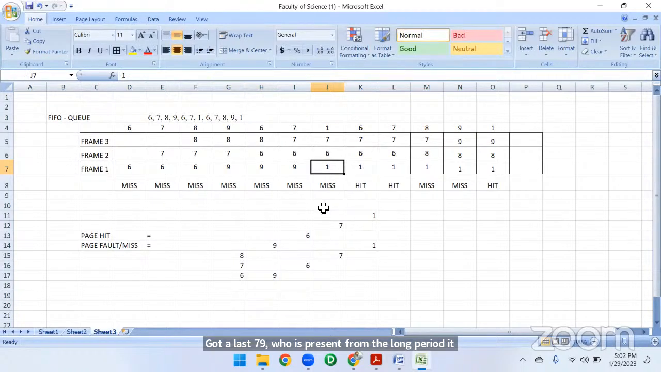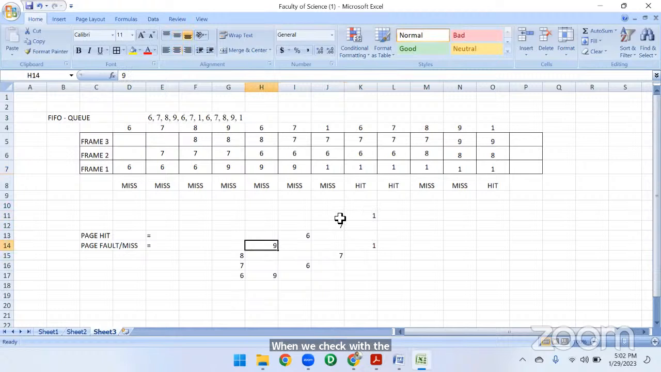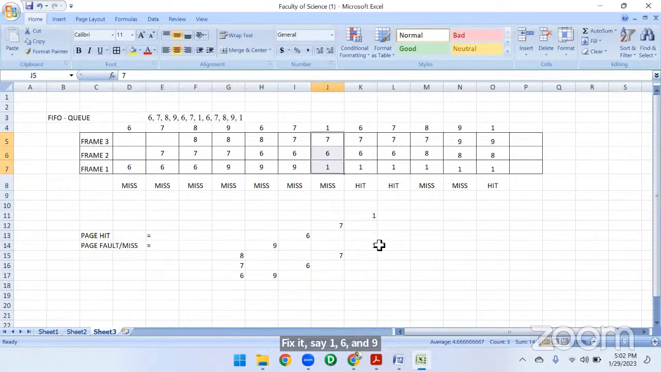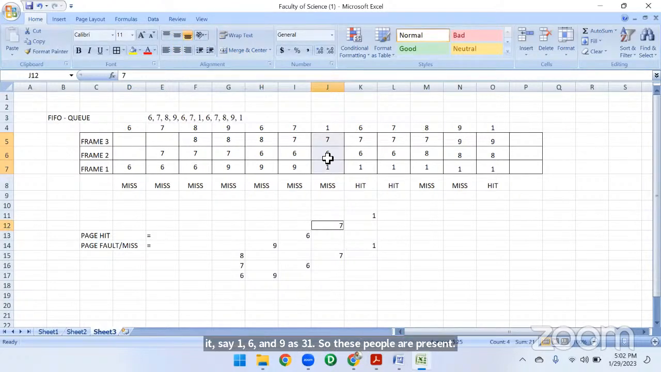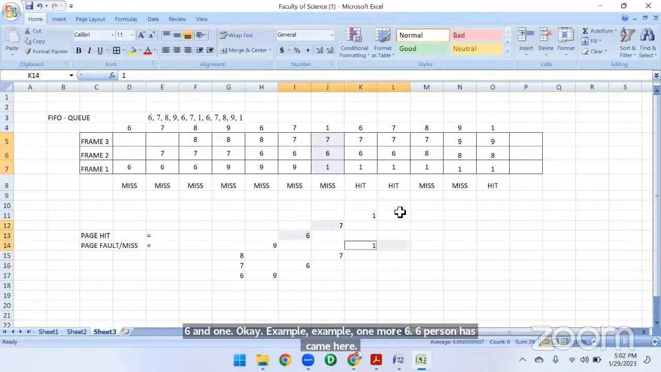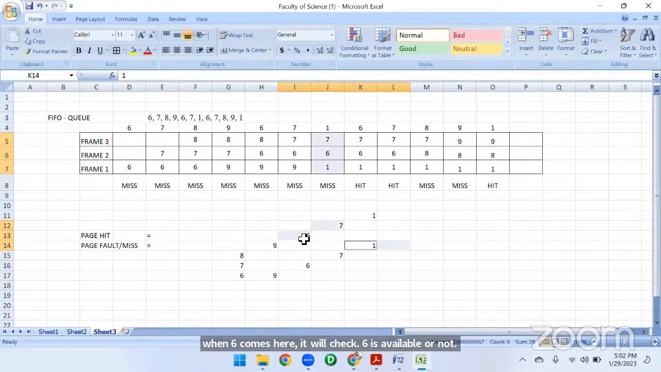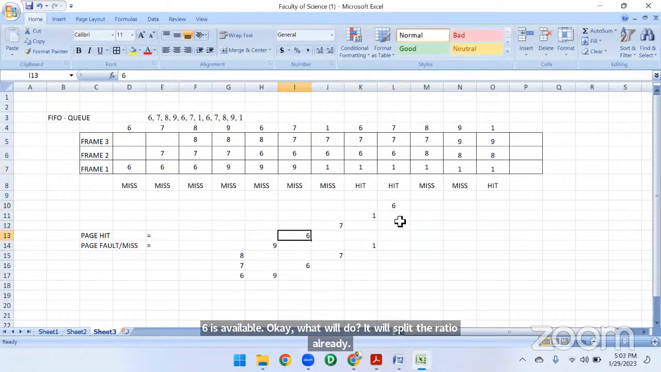When we check with the first in first out concept also, 9 has been replaced with 1, but now present in the memory, who is present in the memory? 7, 6 and 1. So these people are present, 7, 6 and 1. Okay, for example, let's take one more example, 6 has come here. So when 6 comes here, it will check whether 6 is available or not. Yes, this 6 is available.